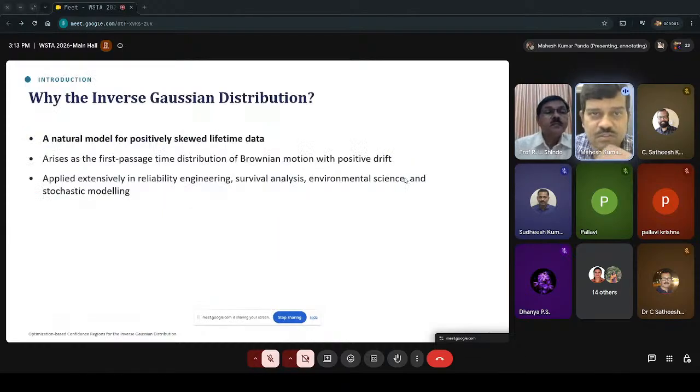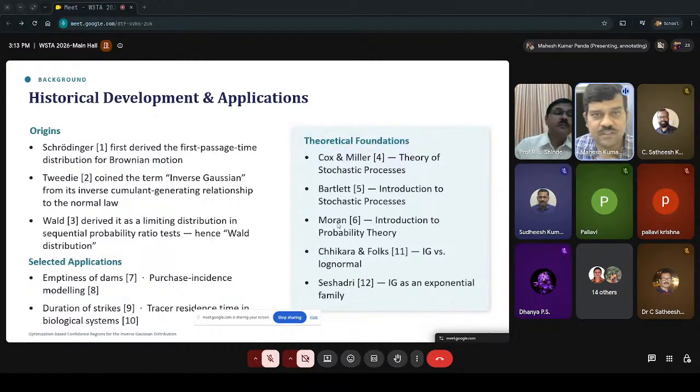Okay, so why the inverse Gaussian distribution? The inverse Gaussian distribution is a natural choice for positively skewed lifetime data. It was introduced as the first passage time distribution for Brownian motion whenever there is a positive drift. It has a lot of applications in many areas of statistics, like reliability engineering, survival analysis, environmental science, and stochastic modeling.